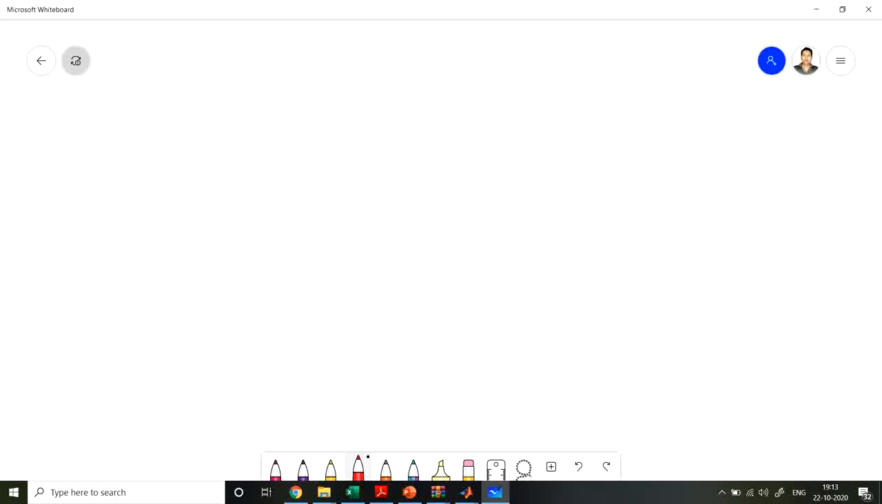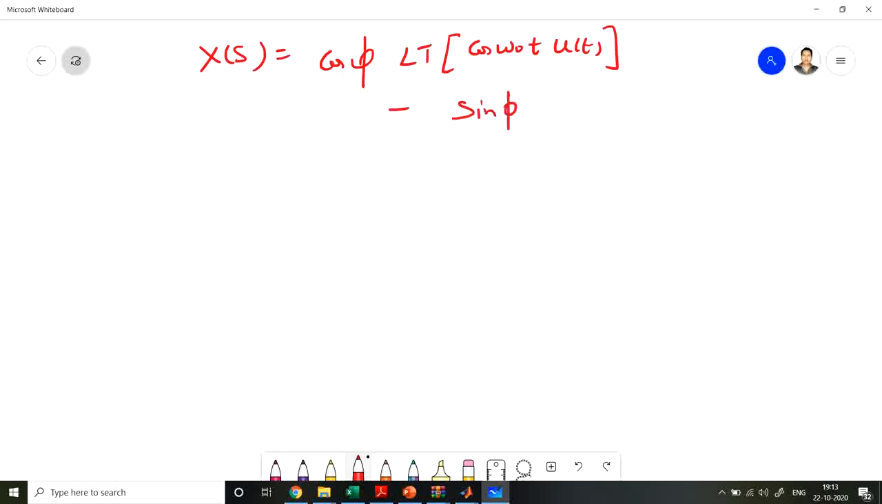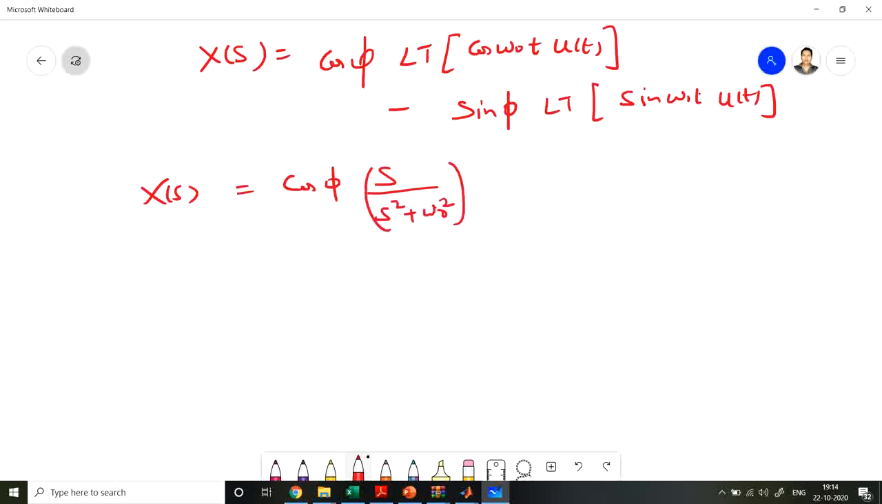The Laplace transform of this, X(s), if we take cos(phi) outside, is the Laplace transform of cos(omega naught t) u(t), minus sin(phi) outside times the Laplace transform of sin(omega naught t) u(t). As I told you in the previous lecture, the Laplace transform of cos(omega naught t) u(t) is s divided by s square plus omega naught square, and the Laplace transform of sin(omega naught t) u(t) is omega naught divided by s square plus omega naught square.